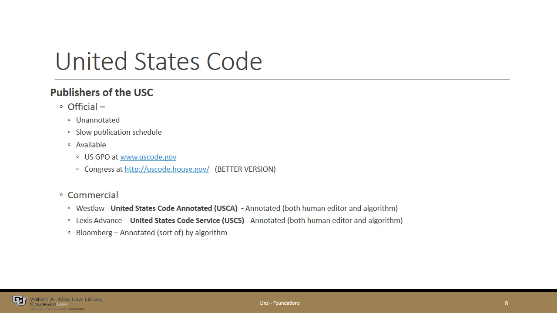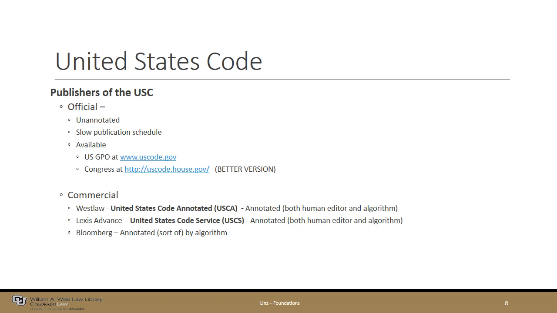For the intervening years, the government publishes a cumulative annual hardbound supplement that includes all of the law that was enacted for that year. In practice, it's a slow publication schedule. The cumulative updates come out a little bit delayed, etc. You can find this code online at the USGPO at uscode.gov, or you can find it on Congress's webpage at uscode.house.gov. This is actually a little bit better version of the US Code.